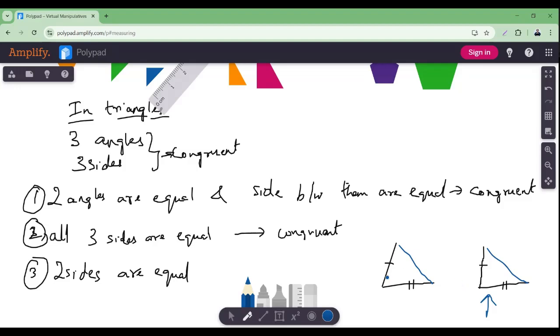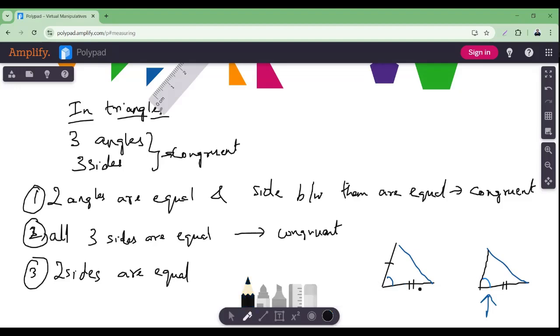But if I maintain the angle equal, if I maintain this angle equal, that means this angle is equal to this angle, if I do that, what happens? Then the tilt also is the same, right?